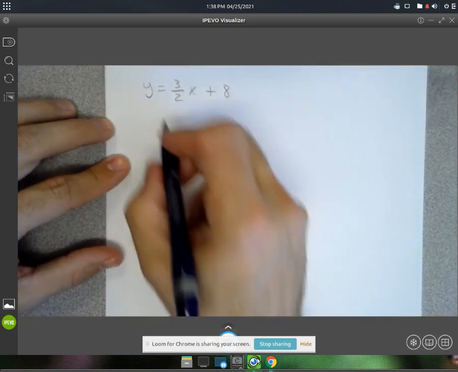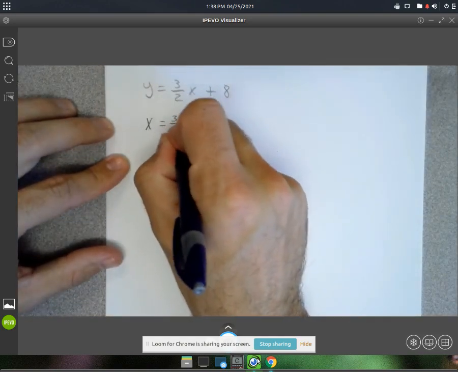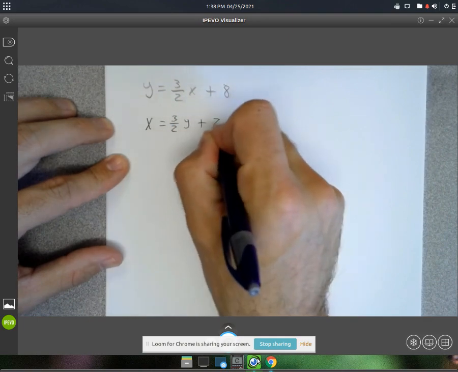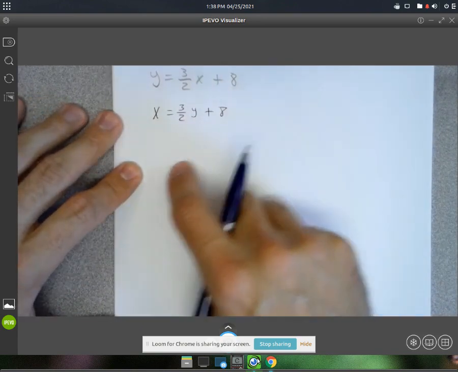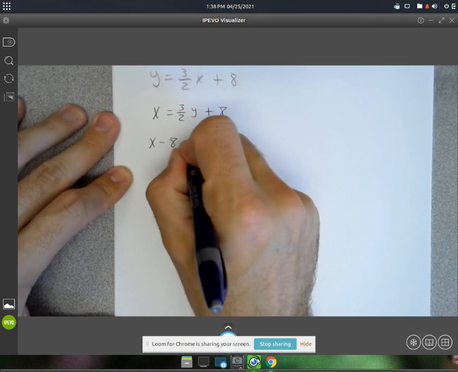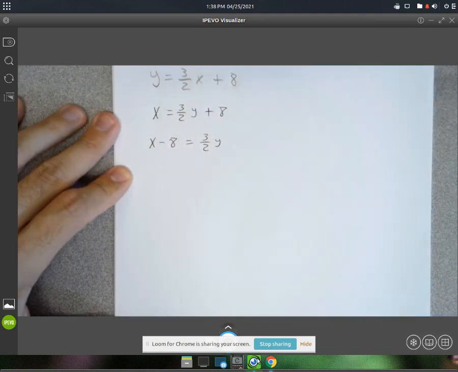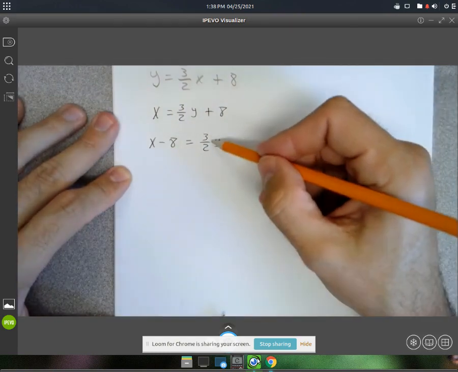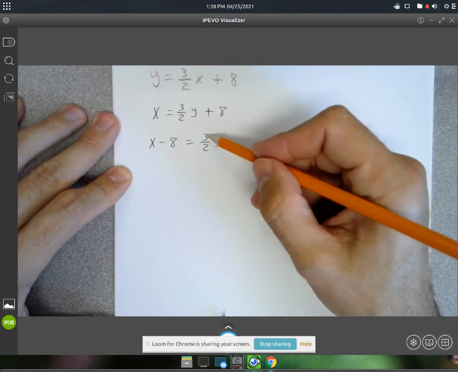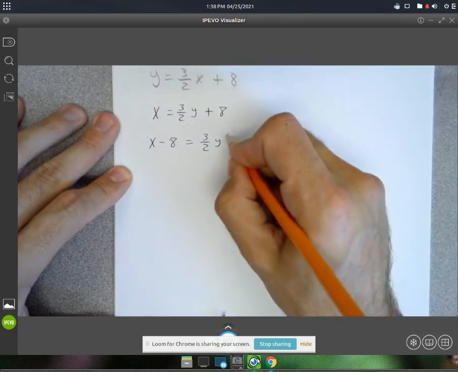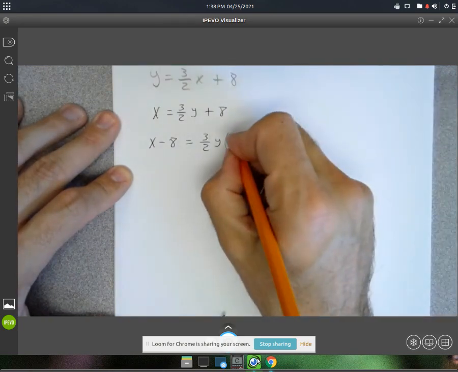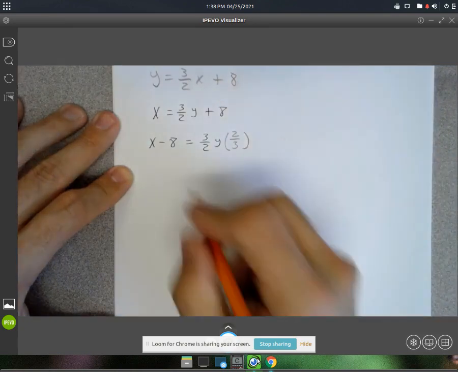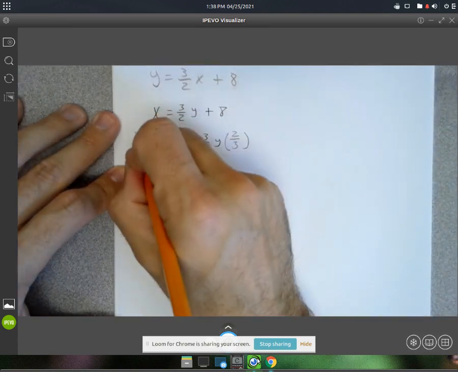So swap our x and our y. x equals 3/2 y plus 8. And then we're going to solve this equation for y. So we got to move the 8 over. I get x minus 8 is equal to 3/2 y. And then I got to get rid of this 3/2. To get rid of the 3/2, what I need to do is multiply both sides by its reciprocal. I'm going to multiply by 2/3. Okay, and I got to multiply this side by 2/3 as well.